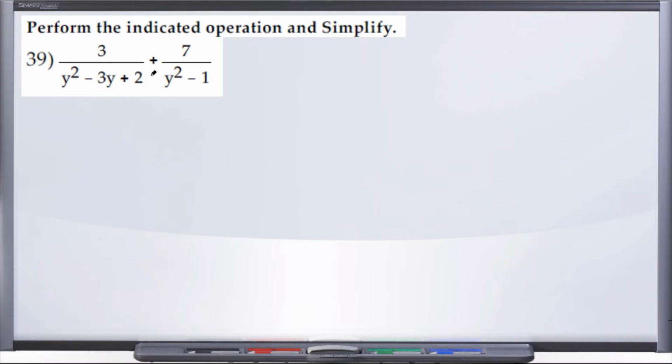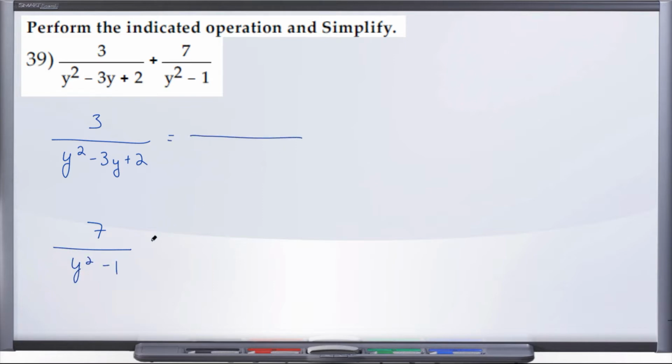And so when adding rational expressions like this, because there's no equal sign, this is not an equation, I like to go ahead and stack my original fractions. Because what we're going to ultimately end up doing is coming up with a common denominator and then combining these two fractions into one. As I said, I like to stack my fractions because it helps me to stay organized. So 3 over y squared minus 3y plus 2, and then we have 7 over y squared minus 1.